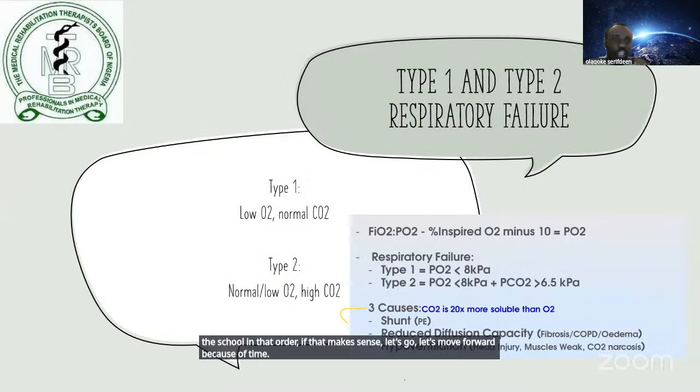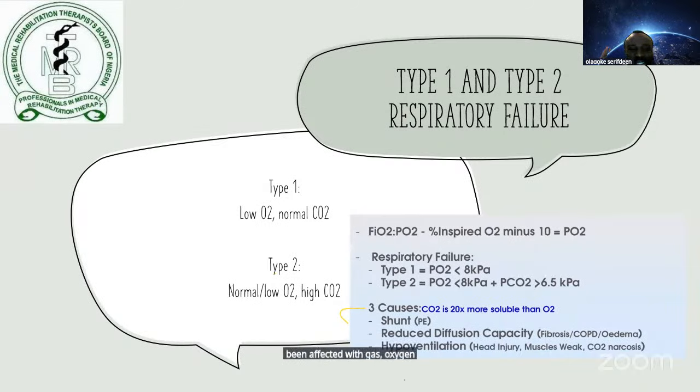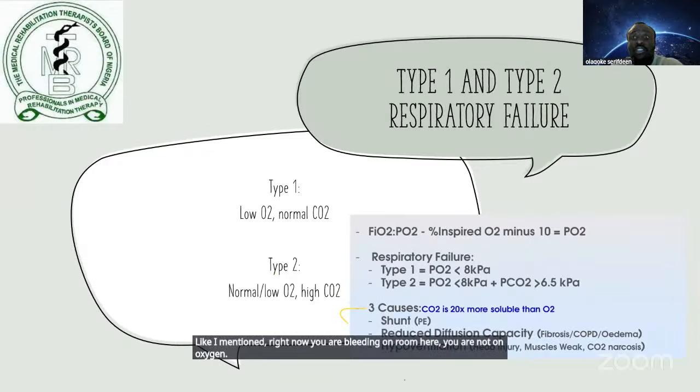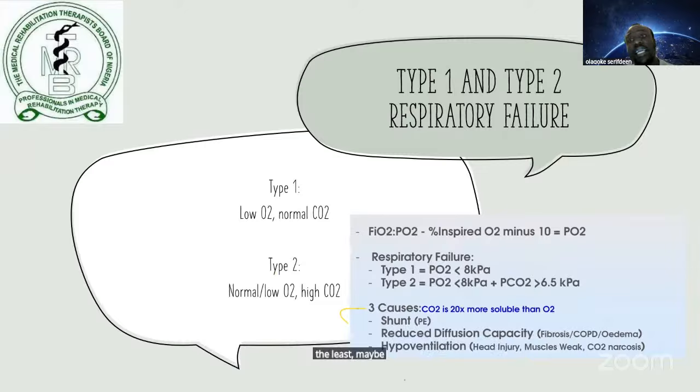Now, before I go into readings again, I need to discuss type 1 respiratory failure and type 2 respiratory failure. Type 1 is just one gas being affected. Which gas? Oxygen. Standalone gas, oxygen, being affected. Like I mentioned, right now you are breathing room air, you are not on oxygen. You are okay, no chest concern, no ventilatory or perfusion issues, and you normally expect your oxygen to be around the least, maybe 10. You can be higher than that, no concern. The least should be 10.